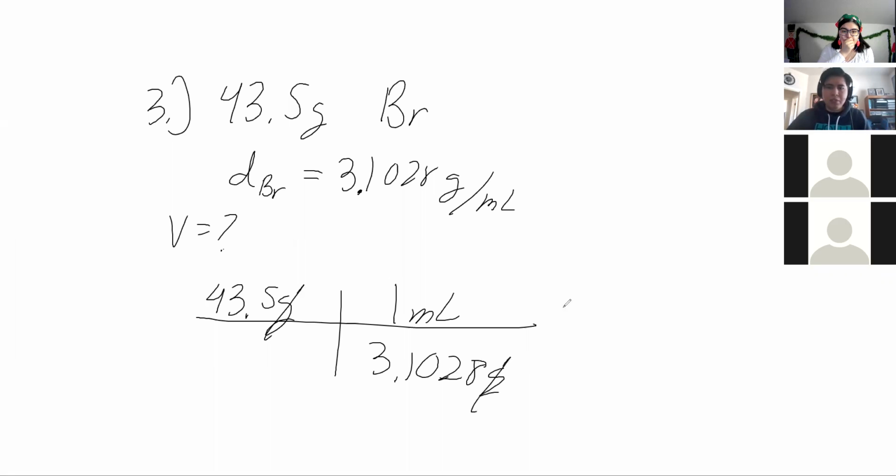Our grams would cancel out. And then what number would that give me? Because remember, now we would just multiply by the top and divide by the bottom. It would be 14.0. And what units do I have left? Milliliters. Milliliters, yeah, correct.